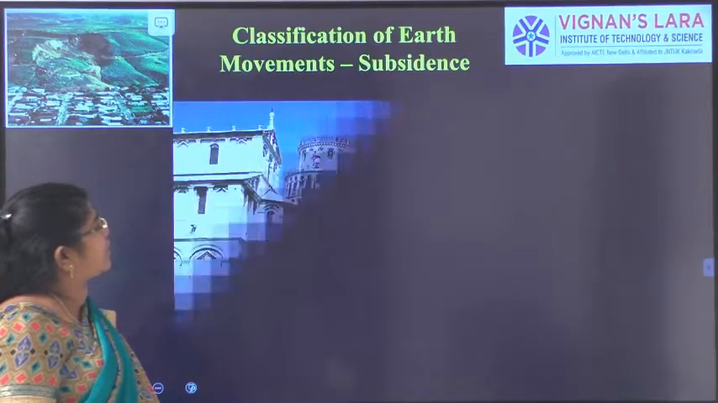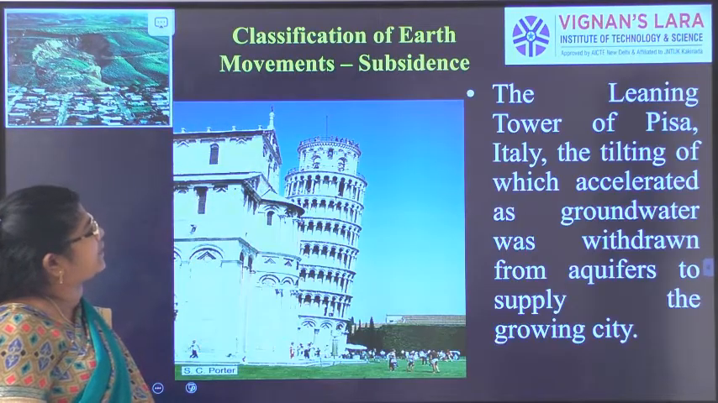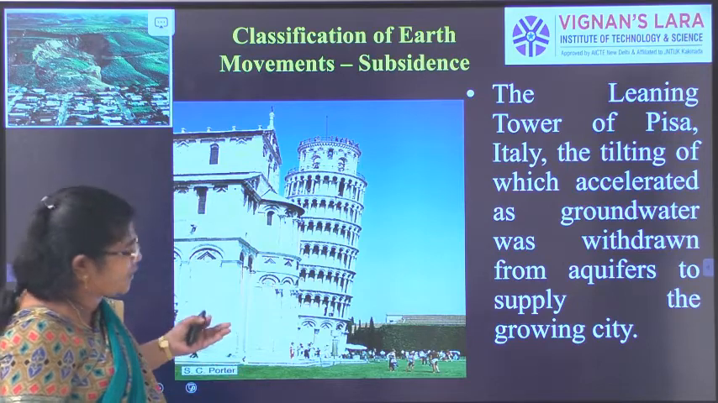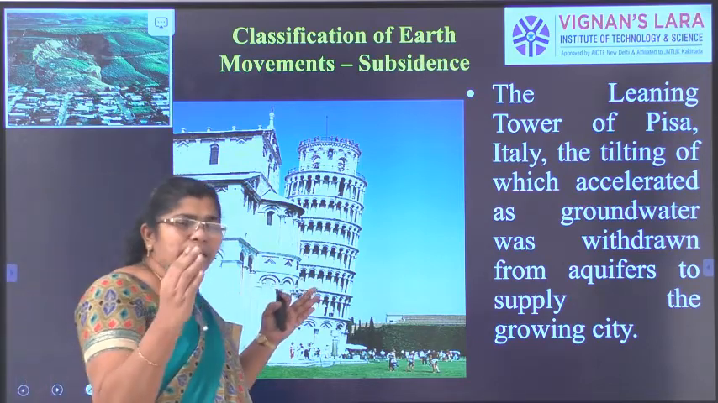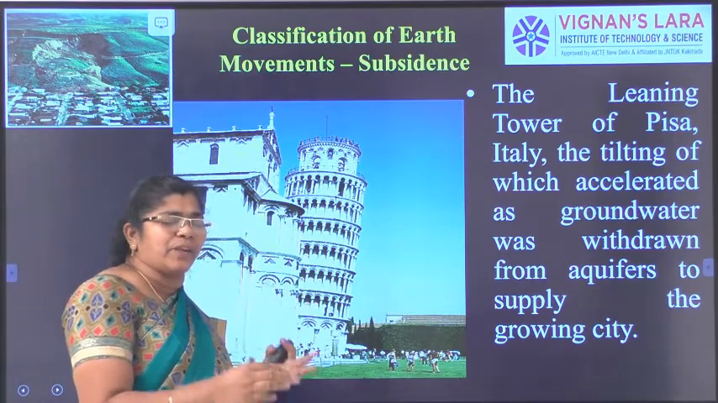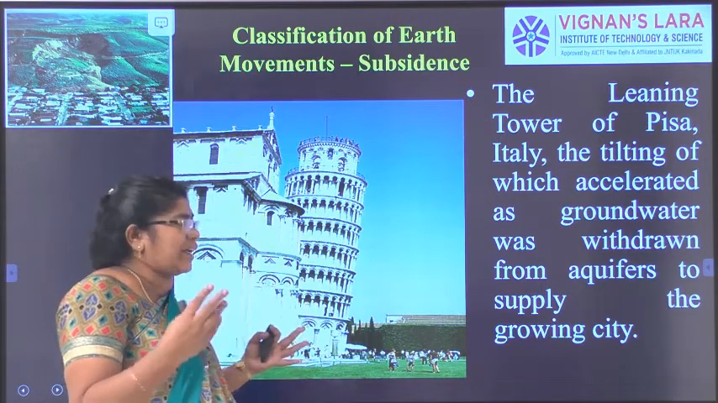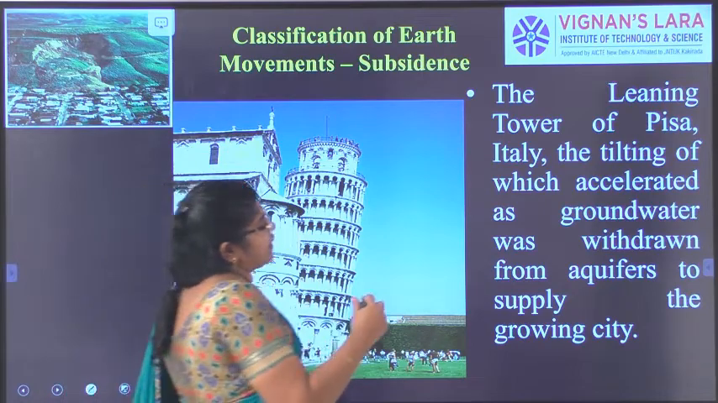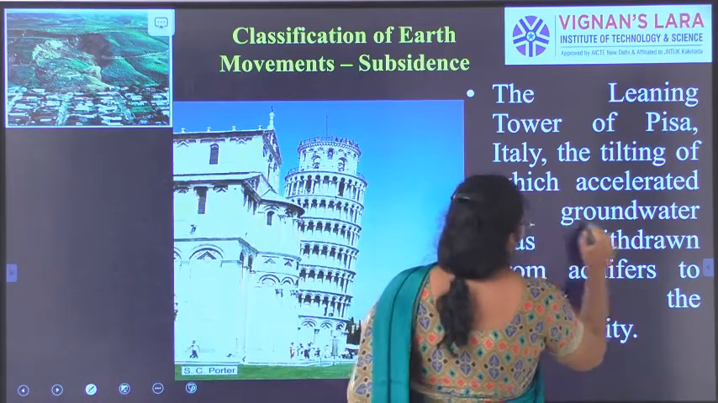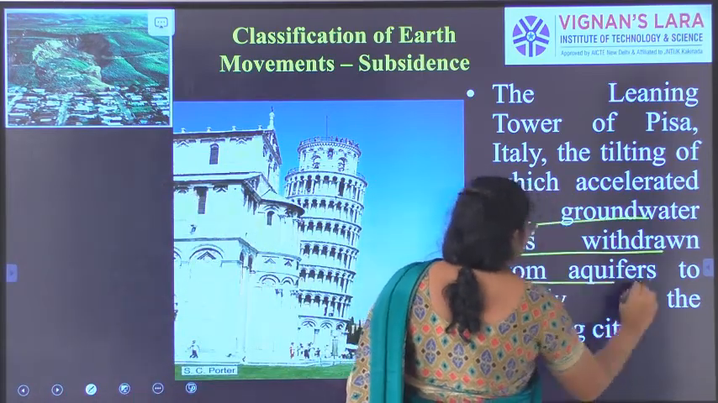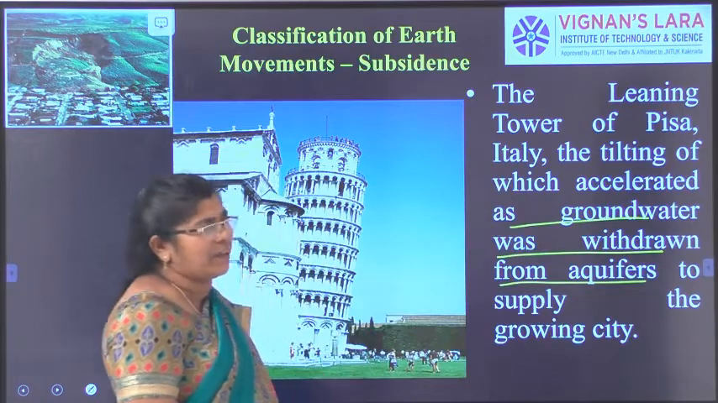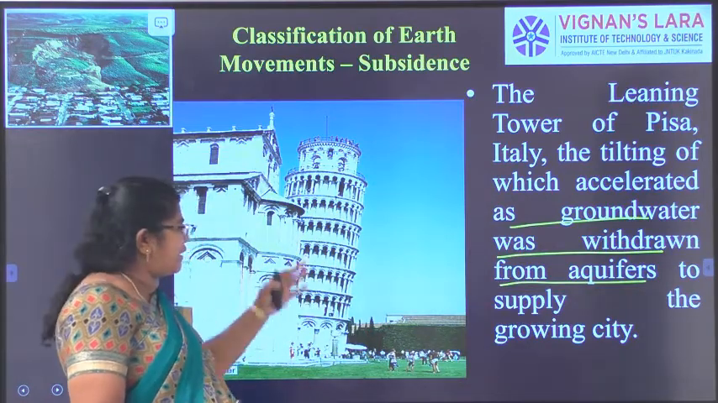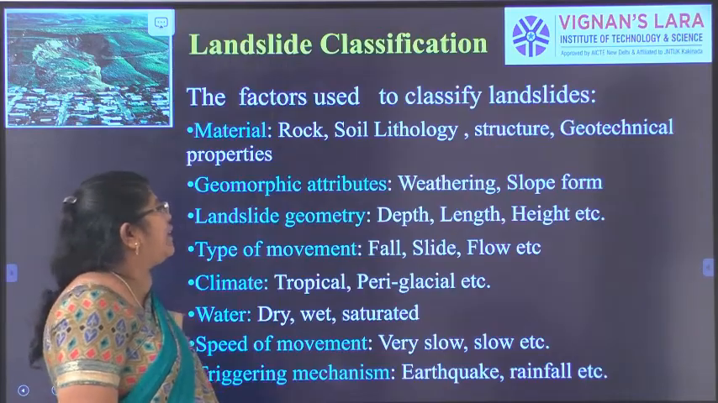The next example is the Leaning Tower of Pisa. Groundwater was withdrawn from the aquifers near it, and the bottom layer of soil was very porous and weak, and this made the tower lean.